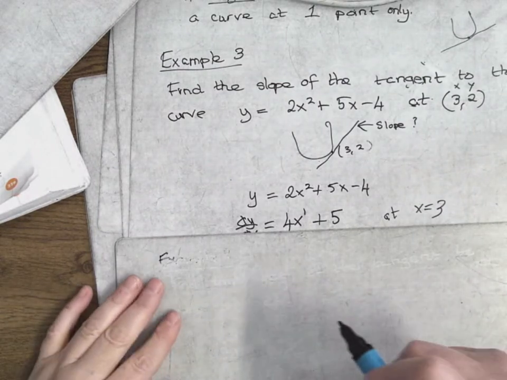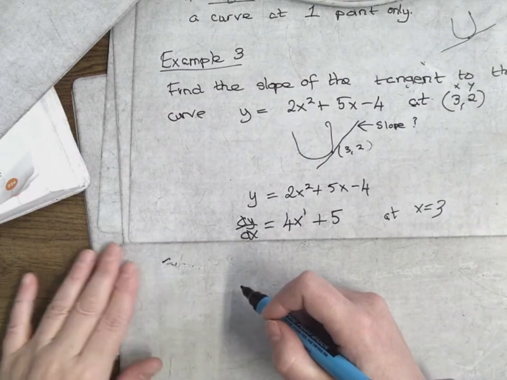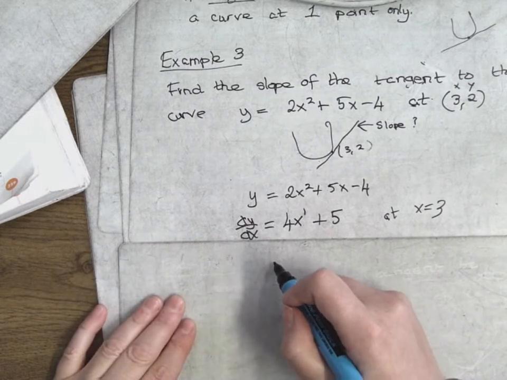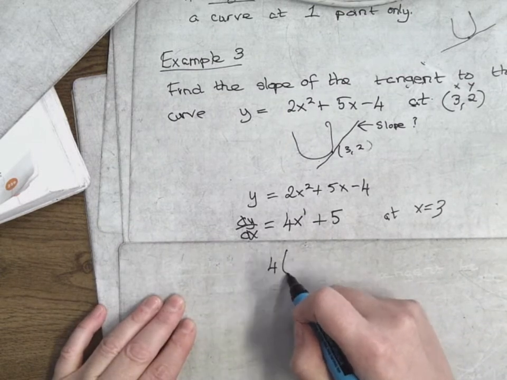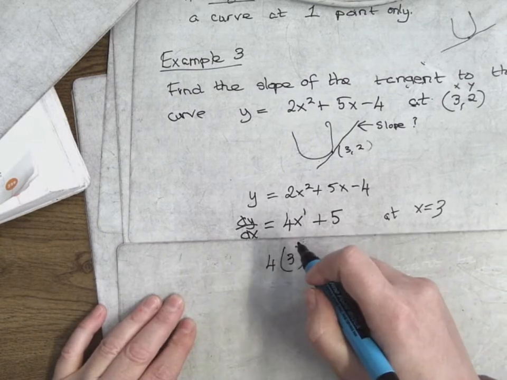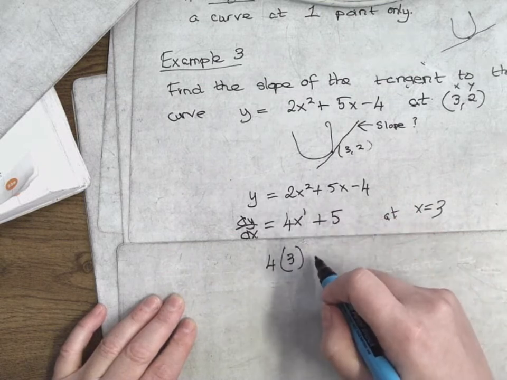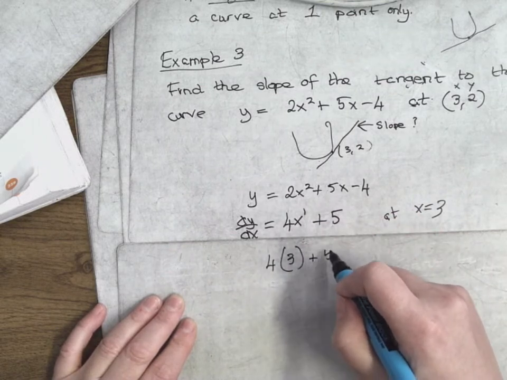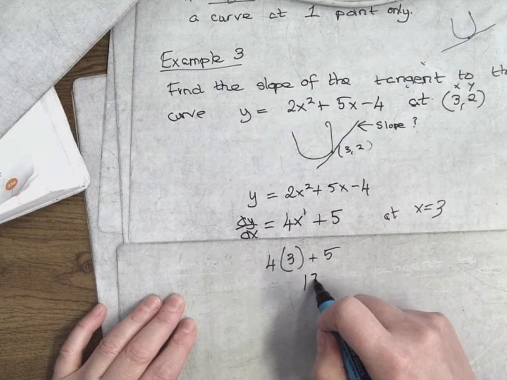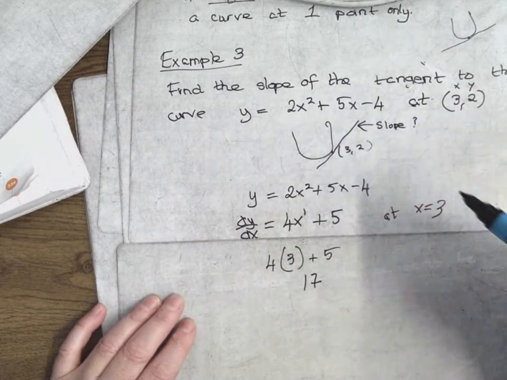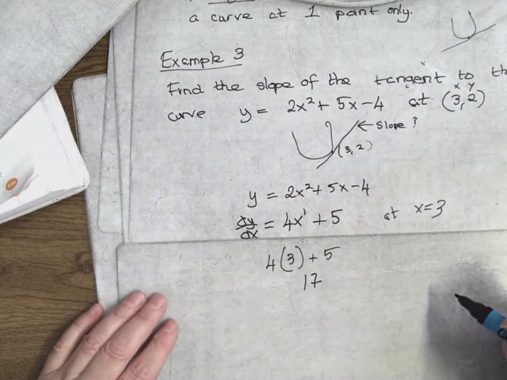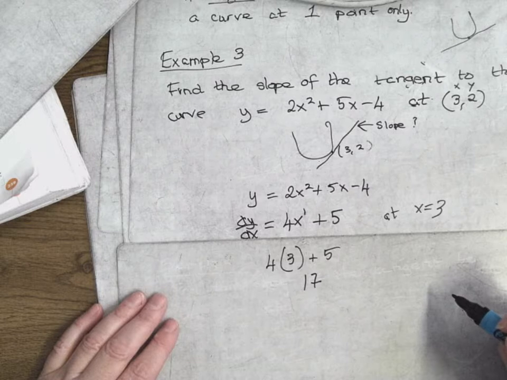So it said find the slope at the point x equals 3. So in here, everywhere you see an x, put in a 3. Remember, 4x to the power 1 is just 4x. So 4 times 3 plus 5 equals 17, and that's your answer. So the slope of that line there is 17.